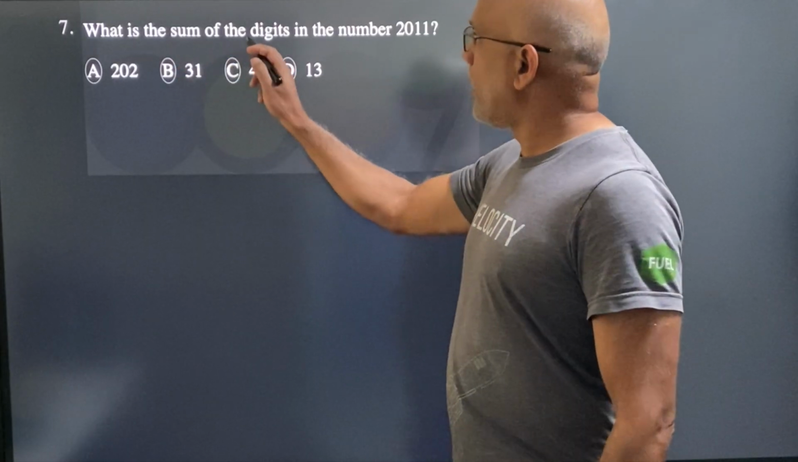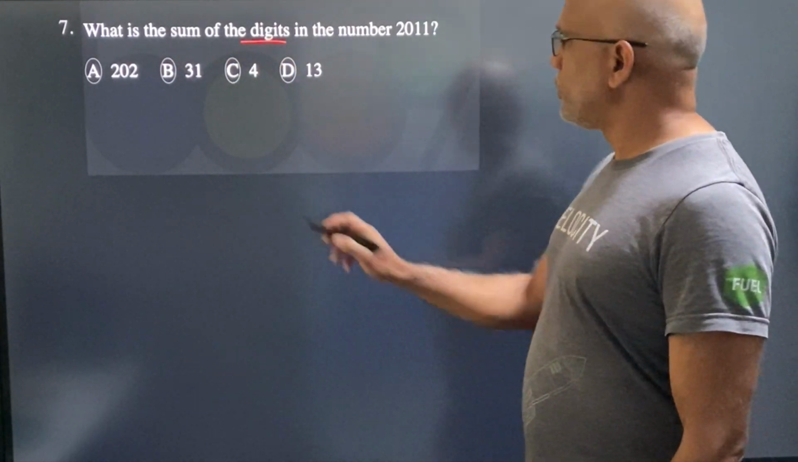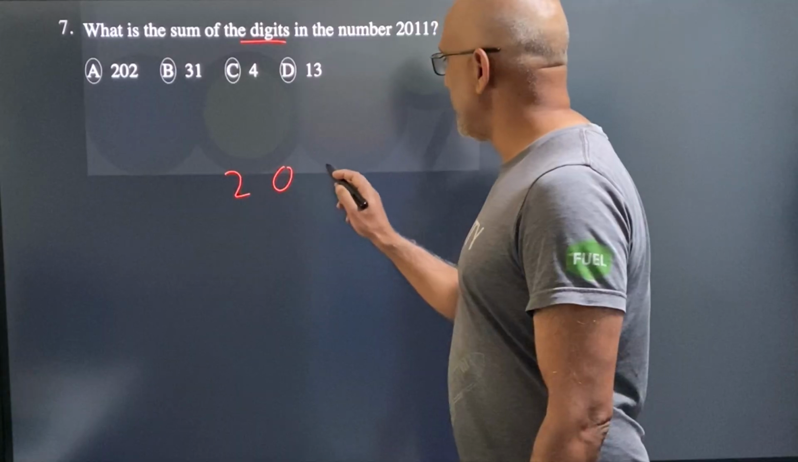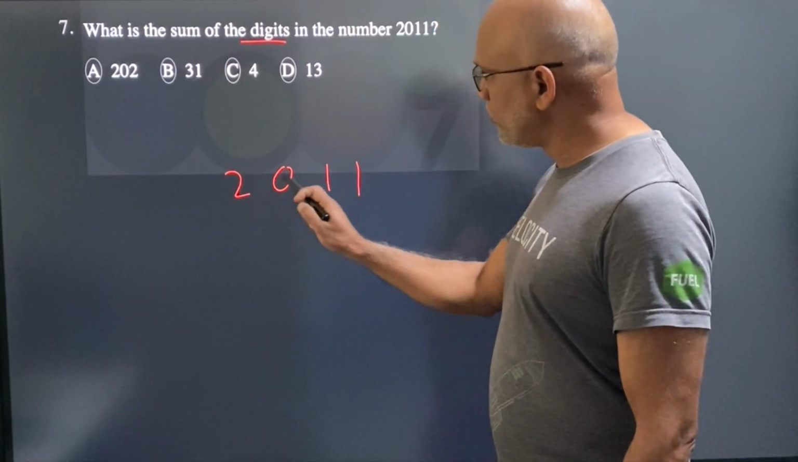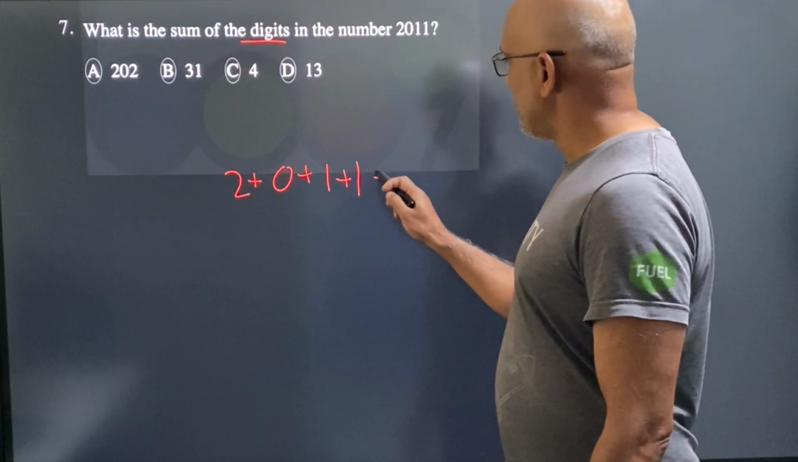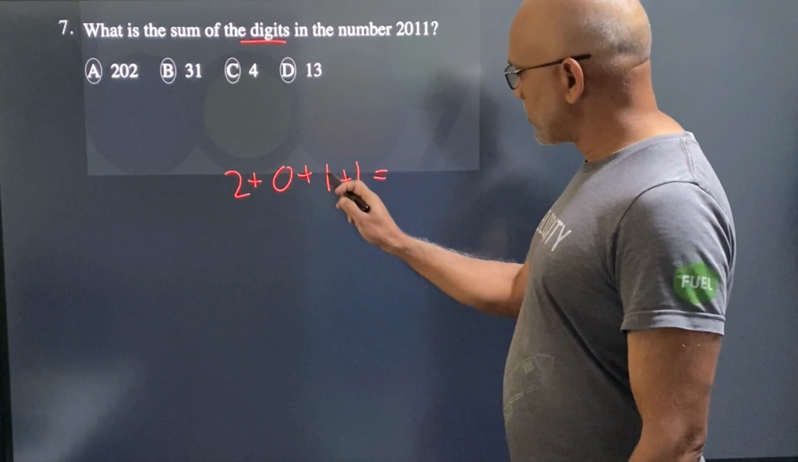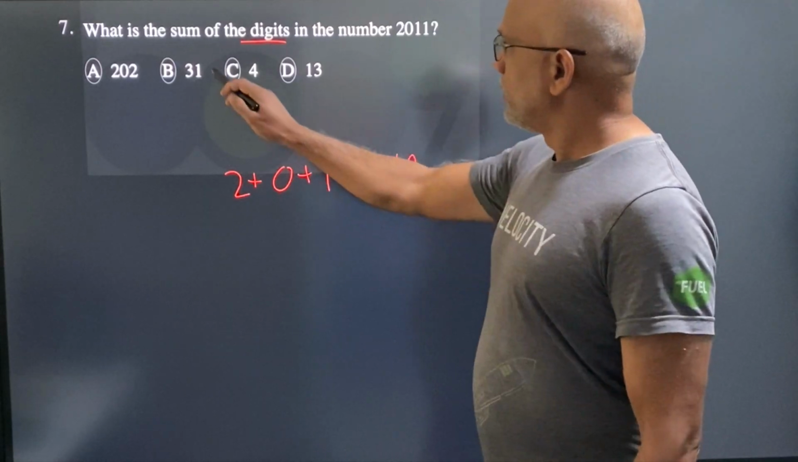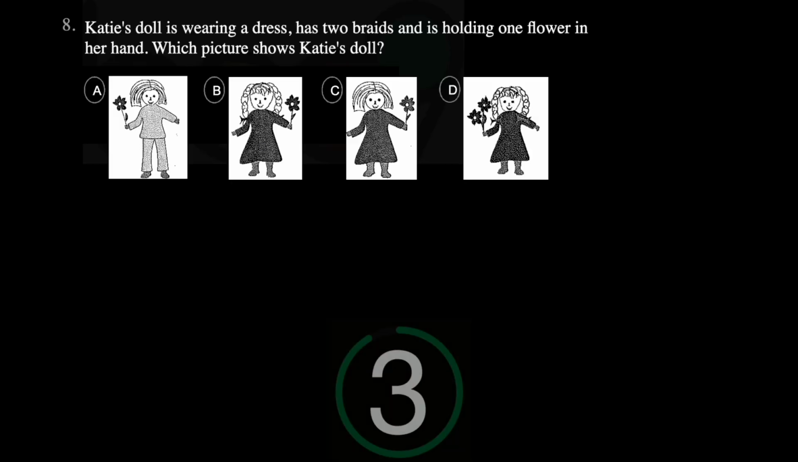What is the sum of the digits in the number 2011? So the digits are 2, 0, 1 and 1. So if we add it up, 2 plus 0 is 2, plus 1 is 3, plus 1 is 4. C is the correct choice.